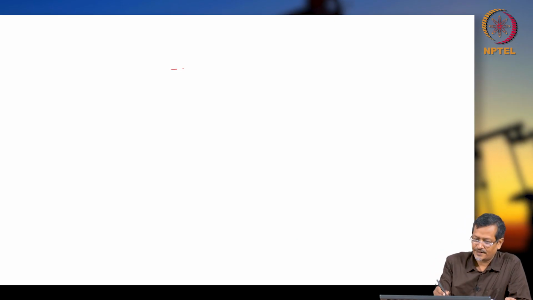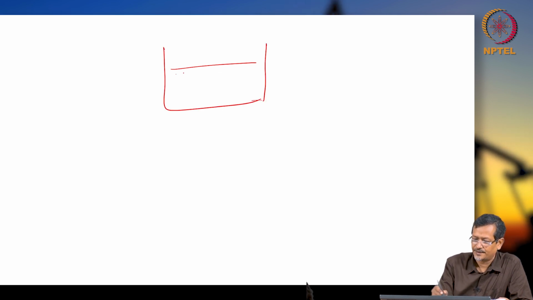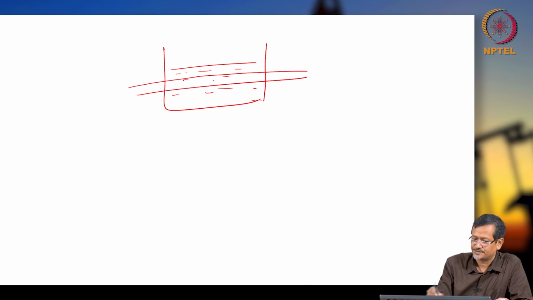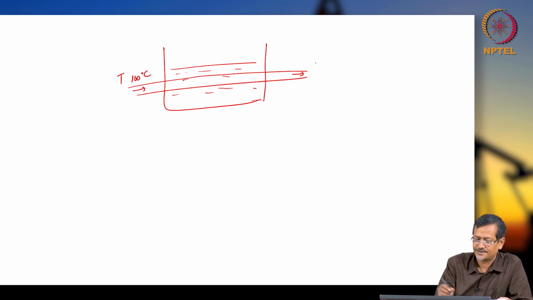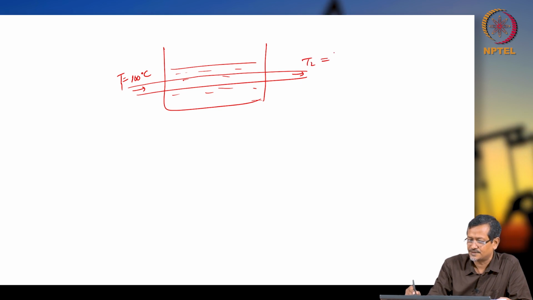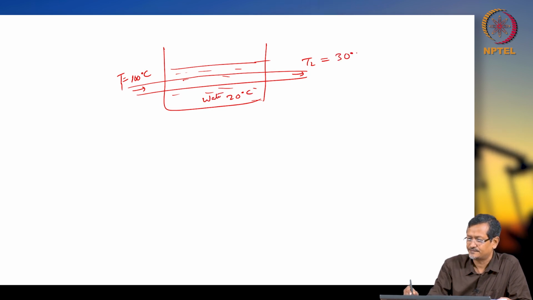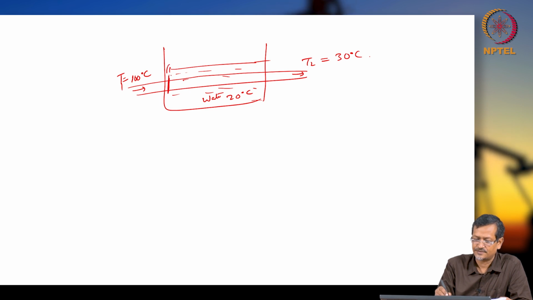So let's say I have one pot, and water is here, and I have one pipe passing through this. So T1 is 100 degrees centigrade, and T2, let's say the temperature will be going down, maybe 30 degrees, with the water at 20 degrees centigrade. That is the exit fluid temperature.